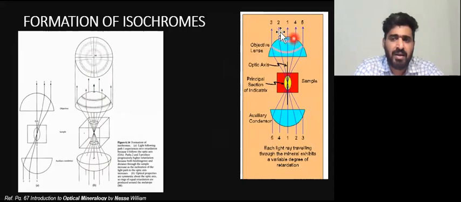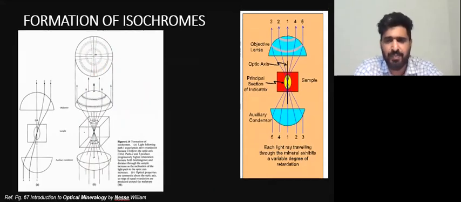The same way, number 3 and 5 has traveled a greater distance, and that's also giving you an equal retardation with a respective color band indicating the isochrome. So this is a simple way to explain how the isochromes are actually formed, and the respective isogyres and melatopes actually seen in an interference figure, which is from a uniaxial mineral cut perpendicular to the optic axis.